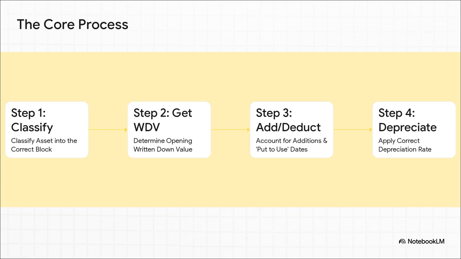So, if we boil it all down, the basic workflow is these 4 steps. First, classify your asset into the right block. Second, lock in that opening written down value. Third, be super careful with your additions and those critical put-to-use dates. And finally, apply the correct depreciation rate. It sounds straightforward, but as you know, the real complexity is in the details.